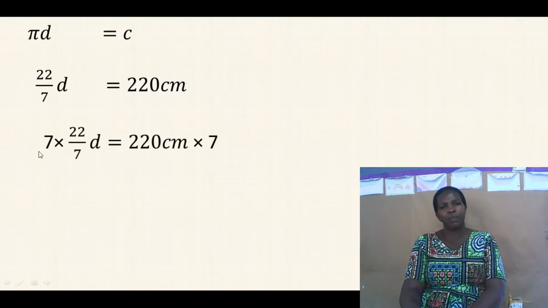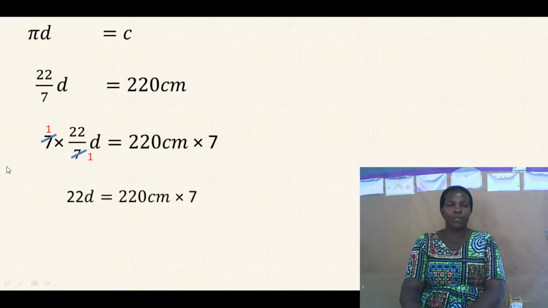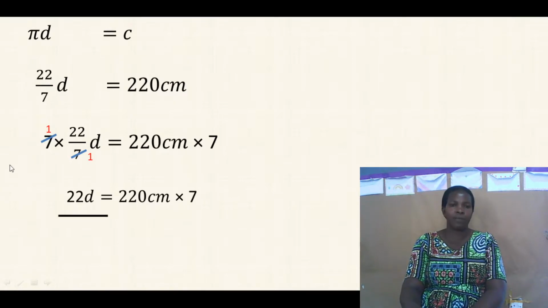So in the next step, we shall eliminate the 7 by multiplying it on both sides. After multiplying 7 on both sides, we shall cancel by 7. Boys and girls, we come up with a 1. So what does it mean? We shall have 22D equals 220 centimeters times 7.